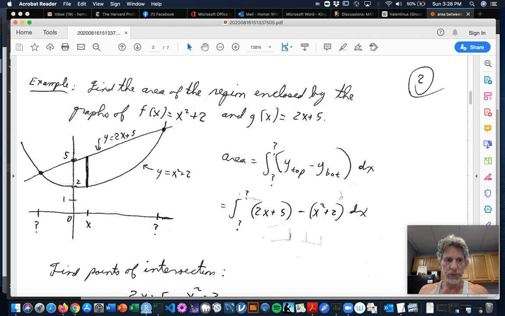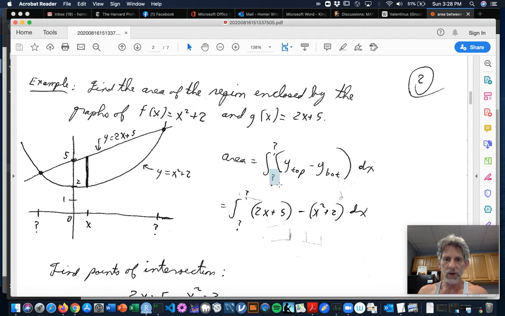You could graph a parabola pretty easily. You can tell that it goes through the y-axis at 2, and it has a parabola shape. And you can graph the line y equals 2x plus 5. Go to 5 on the y-axis and then move up with positive slope. And so you can tell that these two curves cross somewhere and somewhere else. And you know that if you're going to find the area, you're going to need the formula for y at the top. And from the graph, you can tell that's always going to be 2x plus 5. You're going to need y at the bottom, but the parabola is always underneath in this region, so that'll be x squared plus 2.